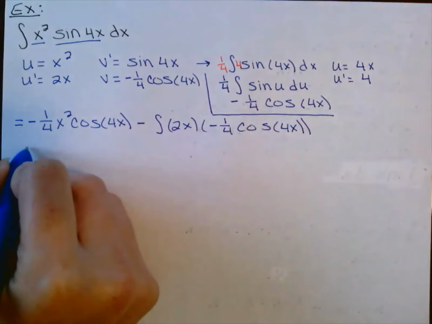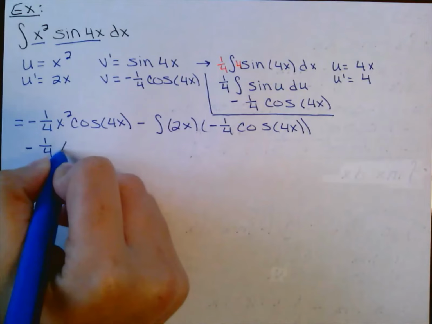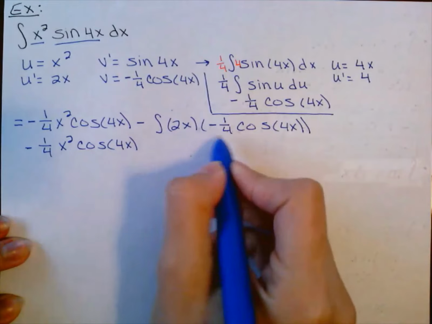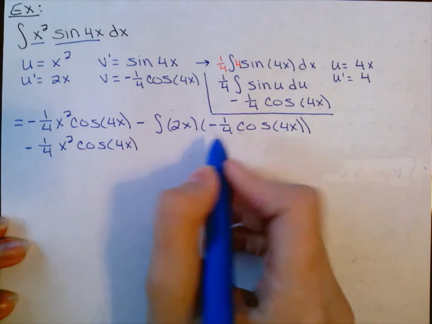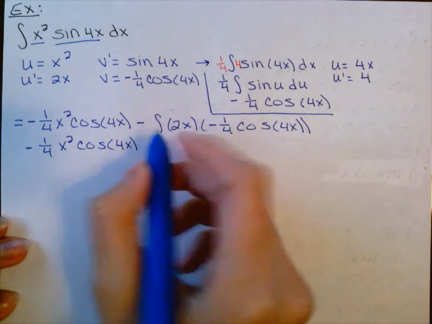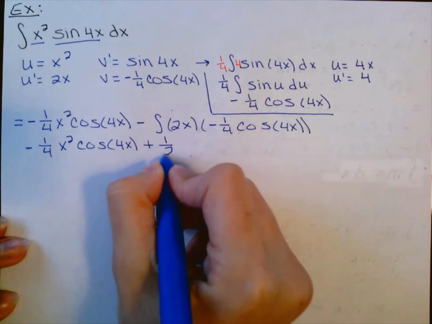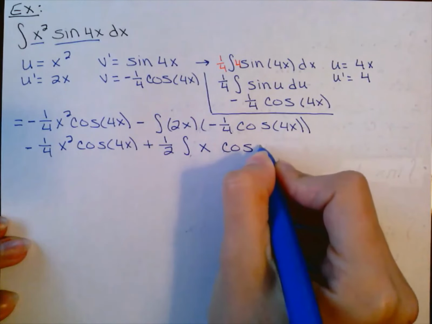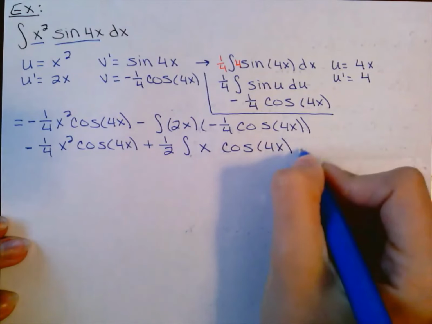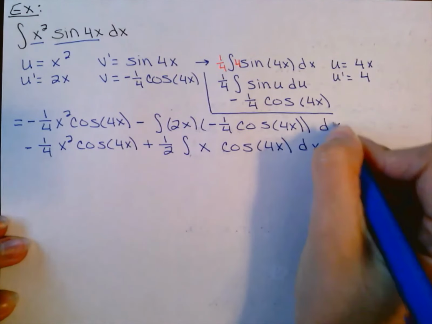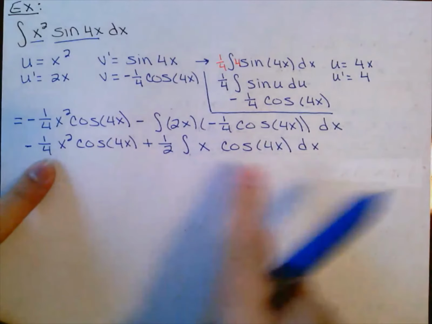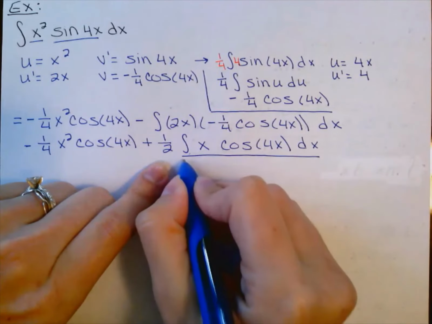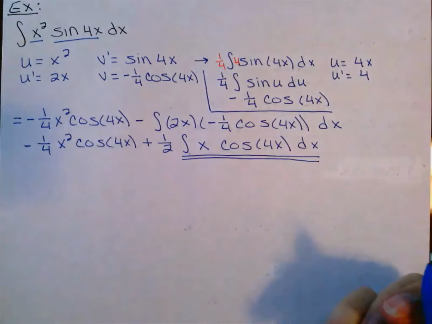I'm going to clean that a little bit. I'm going to take out the 2 and the 1 over 4, which is going to give me a 1/2. I'm also going to take out that negative, and it's going to turn positive. And now I have the integral of x times cosine of 4x. Oh, I forgot my dx up here. So I cleaned up a lot. What I have left that's really the hard part here is this integration. Okay? That's what I have left to work with.